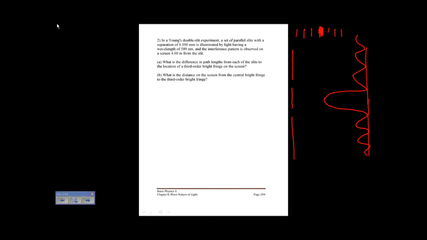Okay, in Young's double slit experiment, a set of parallel slits with a separation of 0.1 millimeters is illuminated by light having a wavelength of 589 nanometers, and the interference pattern is observed. So similar to what we had before, actually the same. I have a double slit, my screen over here, I get an interference pattern. So I get a really bright spot in the middle, and dimmer spots as I go along. Really bright spot in the middle, followed by a dark spot, followed by bright spots, like that. It looks like that if you were to do it on a wall.